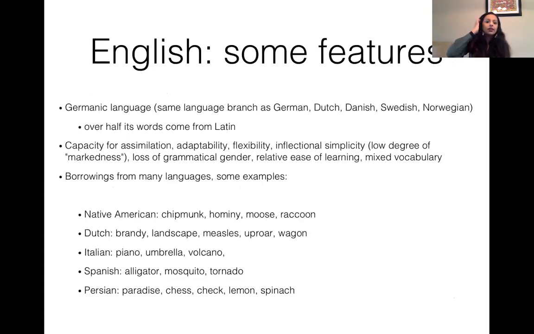Here are some features of English. It's a Germanic language. Over half of English's words have come from Latin. There's a lot of capacity for assimilation, adaptability and flexibility in English, which has also resulted in the loss of grammatical gender, and relative ease of learning. There's also mixed vocabulary because English has borrowed from a lot of different languages, such as Native American languages, Dutch, Italian, Spanish, Persian, etc., to give you a small subset of the languages that English has borrowed from. We will be talking a great deal about this as we go along in the semester.